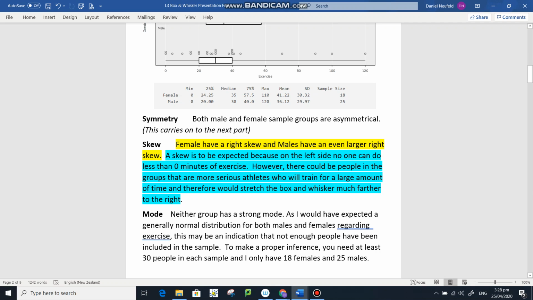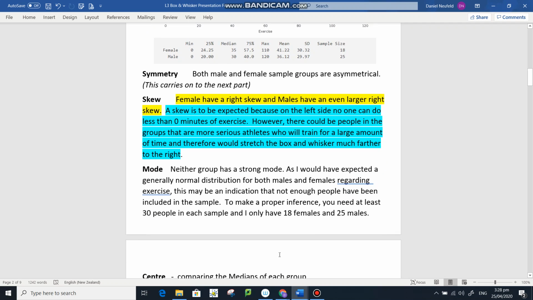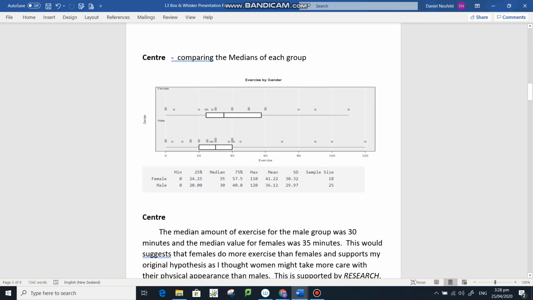The golden rule is 30 people. For when we do our investigation, you'll have at least 50, and probably 100 is more like it. But in this case, I didn't. I only had a small number. Okay, comparison of the medians.